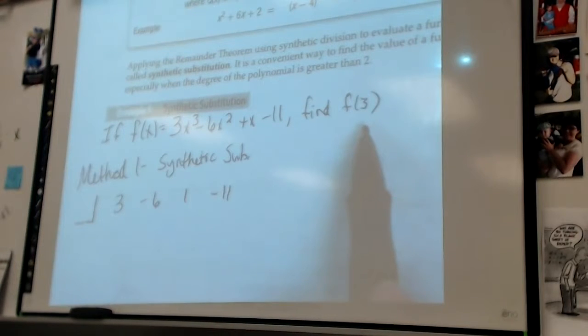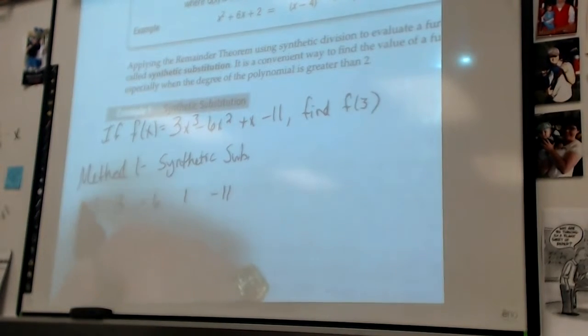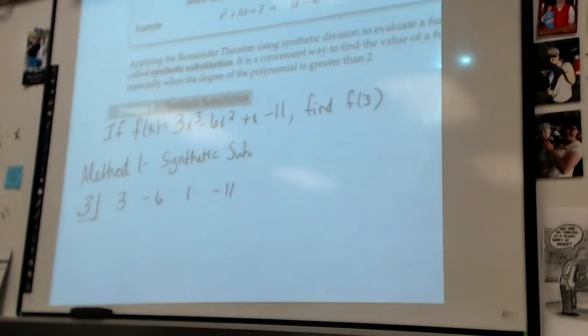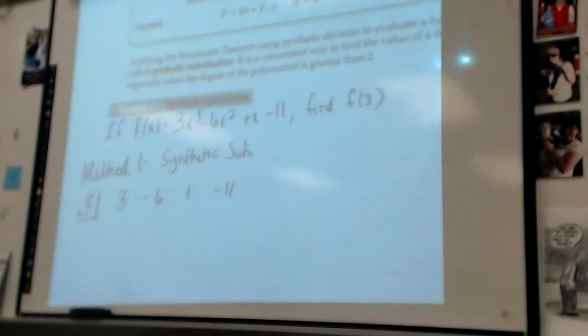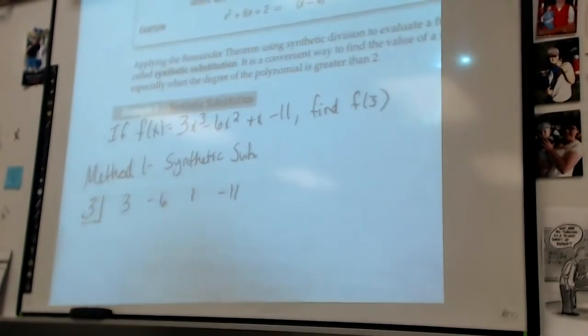Now, when you do direct substitution, notice we weren't given a factor. We were given an actual number we want to evaluate for. So that's the number you use. You don't use the opposite sign. Only use the opposite sign when it's a factor like x plus something or x minus something where you have to set it equal to 0 to find x. So synthetic substitution, if you're asked to evaluate, that's what you use right here.